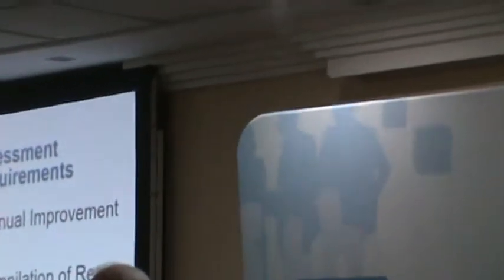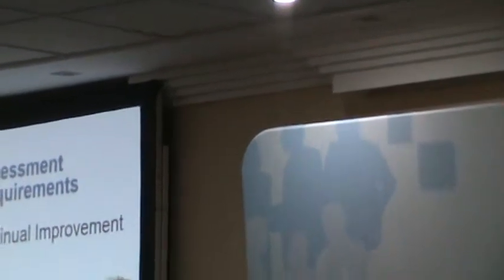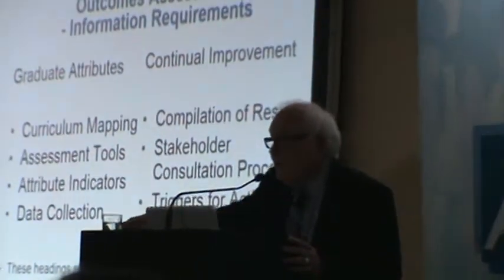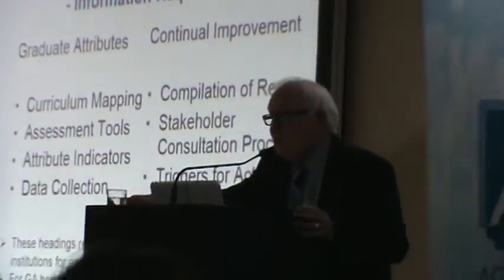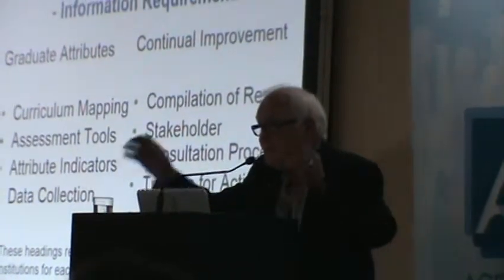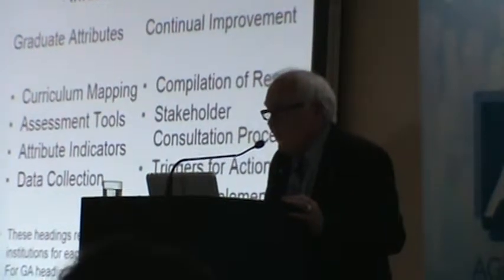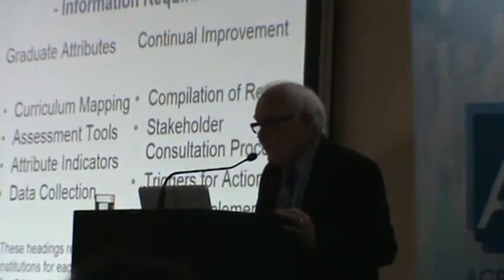I do want to point out though, for the graduate attribute headings, and again, a reminder, we have 12 attributes. We request specific information on each of those 12 attributes. The continual improvement process is a much more holistic approach, but for the graduate attributes, there's a lot of detail provided.